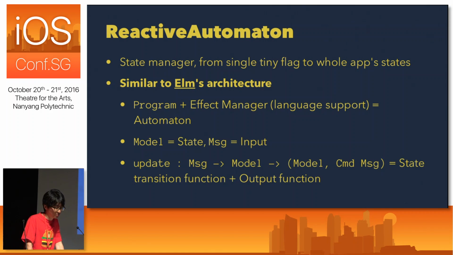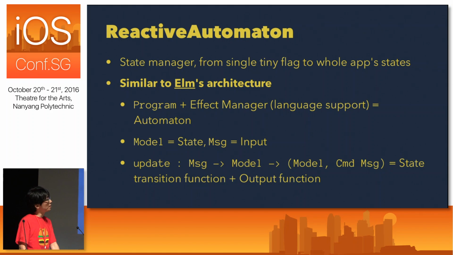So here's a brief summary of reactive automaton. In the demo, we just saw this very simple login flow, but we can also use it, if we want, for whole application state management, like React.js and Redux. And in addition, this architecture is actually very similar to the Elm language. What is the Elm language? It compiles to JavaScript, and it has a syntax very similar to Haskell.